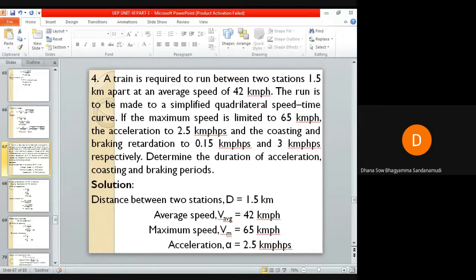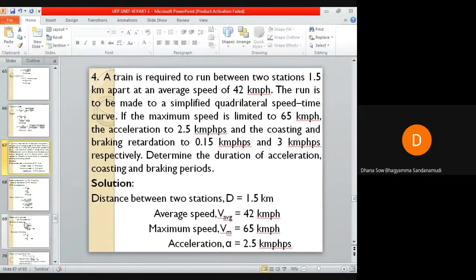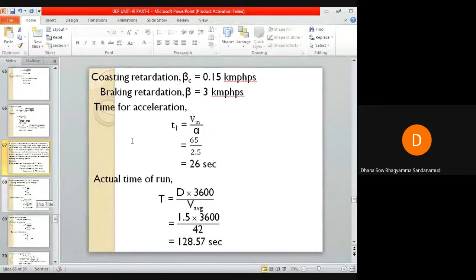Completed? Okay, very good. Now, I hope you have written the data required. So now let us determine the time of acceleration T1. The formula is Vm by alpha. So actually alpha equals Vm by T1. So you can rewrite this formula as T1 is equal to Vm by alpha. So you know the Vm value, that is 65 kilometers per hour, and alpha is 2.5. So you can determine the time of acceleration T1, that is 26 seconds.